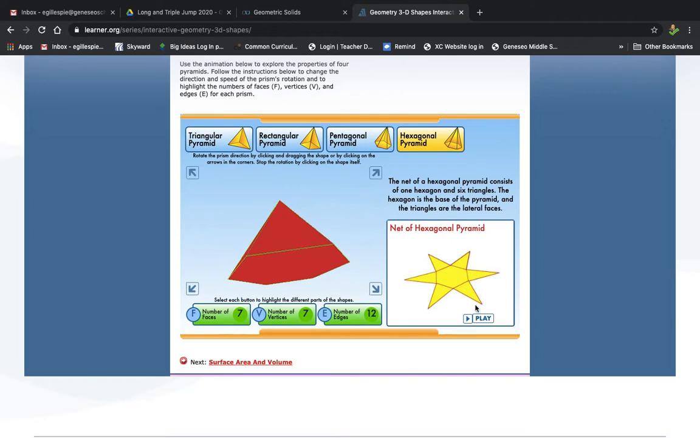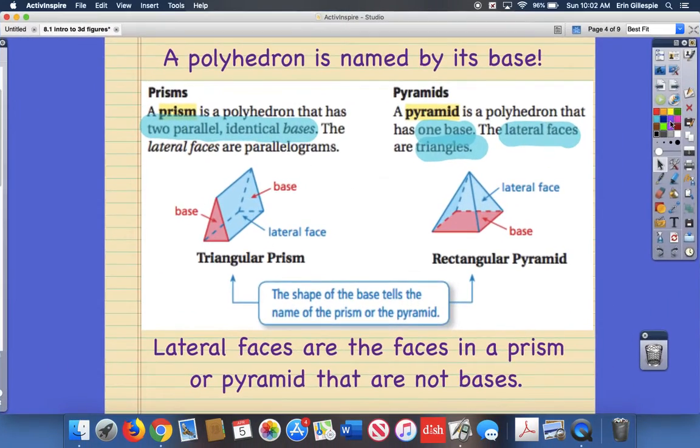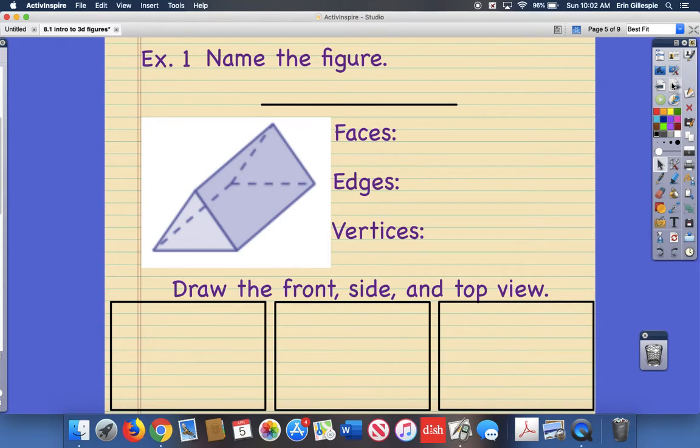Or a hexagon. And then that just folds together. Okay, so let's head back to the notes here so you guys can play along with that.